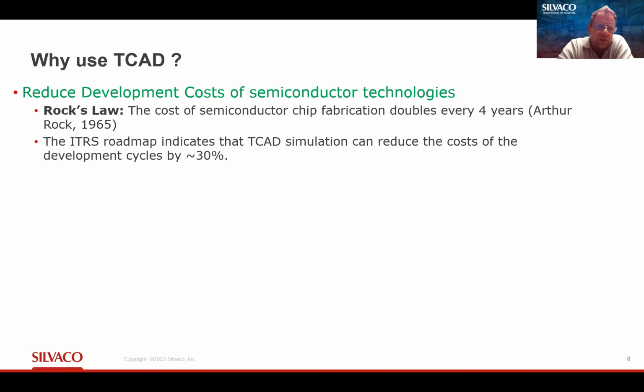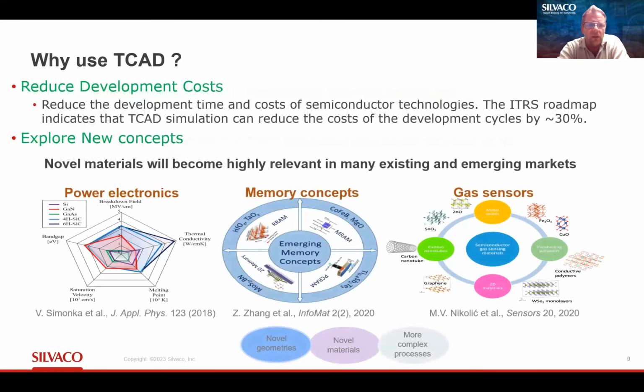Fundamentally, to reduce development cost of semiconductor technologies. The ITRS roadmap indicates that TCAD simulation can reduce the cost of the development cycle by 30%. So that's certainly one of the main reasons, but not the only one. Of course, we are using TCAD also to explore new concepts, meaning new geometries, complex geometries, new materials, complex processes.